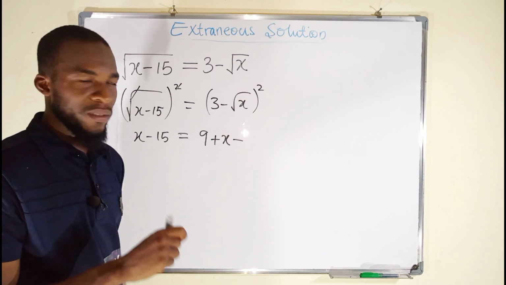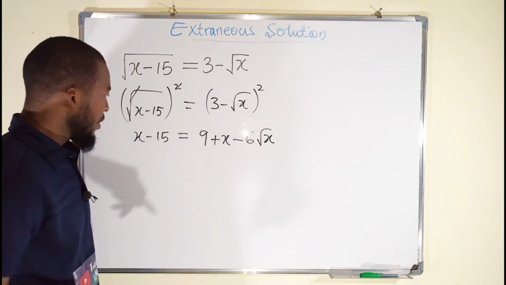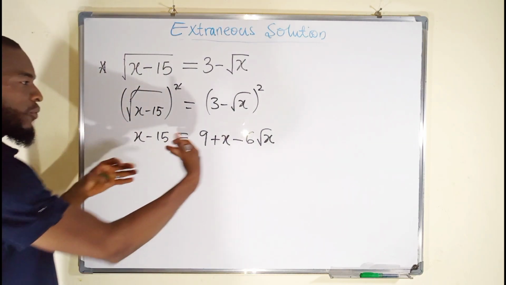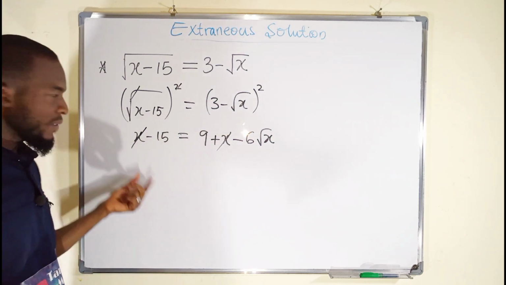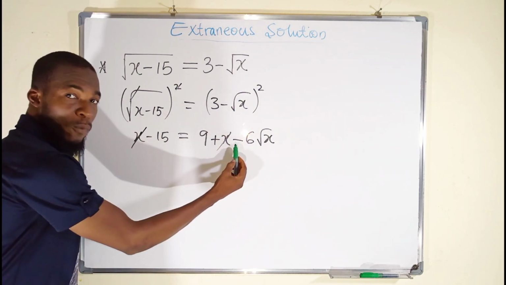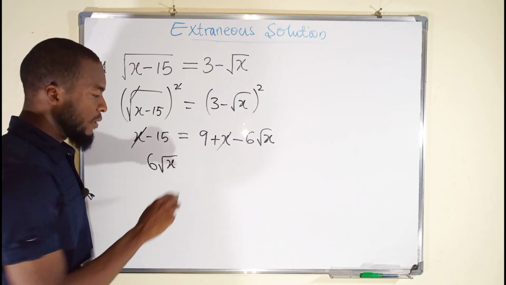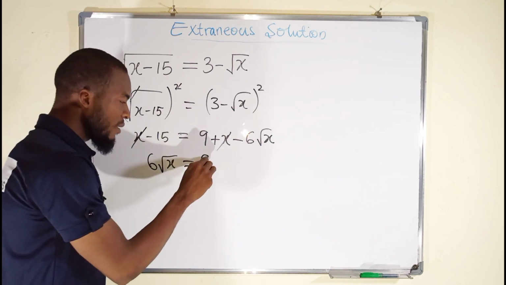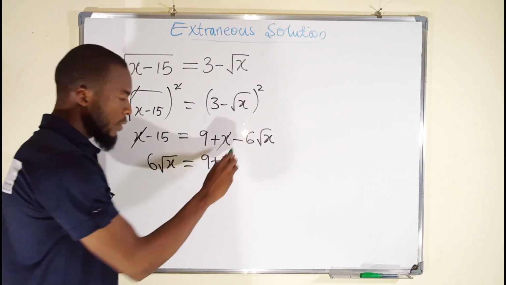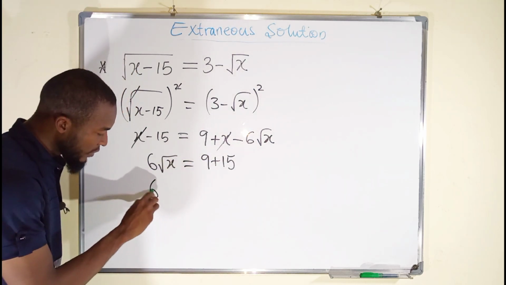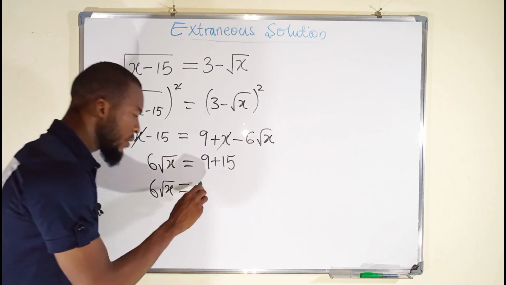2 times 3 is 6. 6 times root x is 6 root x. Let us collect the like terms. You can see from left to right we have positive x, so they can cancel out. We can bring this one to the left and take this one to the right. This one is negative. Once it comes to the left, it becomes positive 6 root x. This is equal to, we already have 9 there. This is negative. Once it crosses the equality sign, it becomes positive. So this is 6 root x, and this is equal to 24.